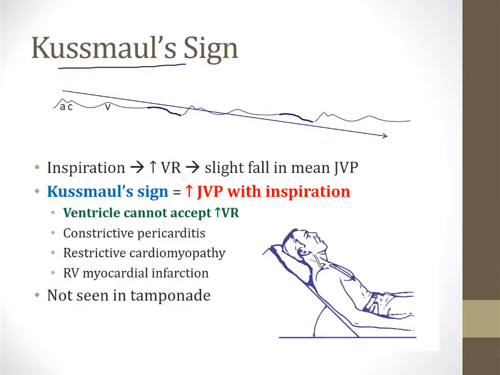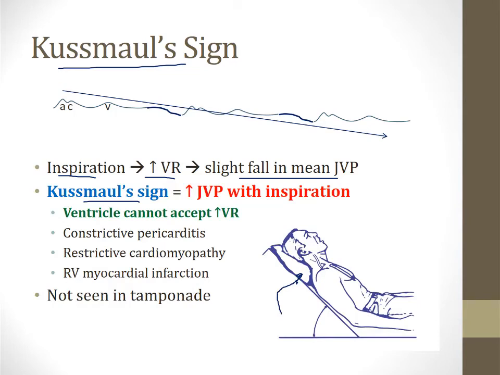Kussmaul's sign is a classic finding in pericardial constriction. So when you take in a breath, as we talked about before, that raises the venous return to the right heart. And normally there is a slight fall in the mean jugular venous pressure. And you can actually see this if you examine the neck of normal patients. You can see the jugular venous pressure fall when they take in a breath of air.